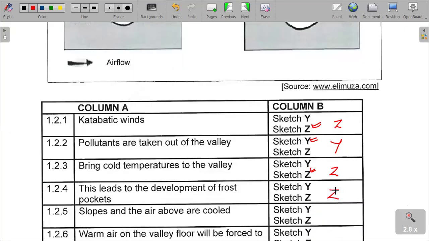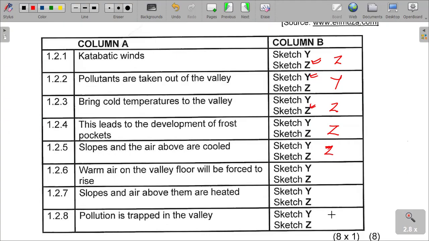Z winds that are flowing into the valley result in the formation of frosty pockets. Slopes and the air above are cold. We can also have it on Z, to say that we can have systems whereby the cold air forms on the slopes and the air above is cold, in the instance of Z.